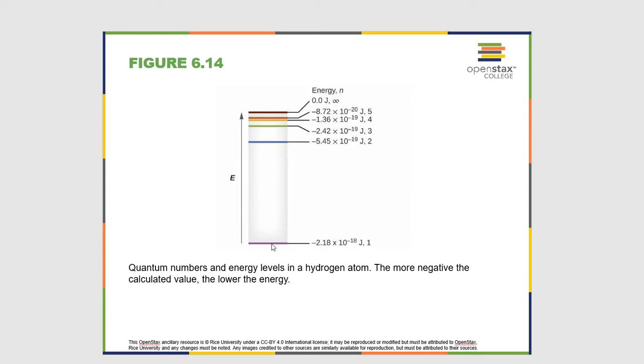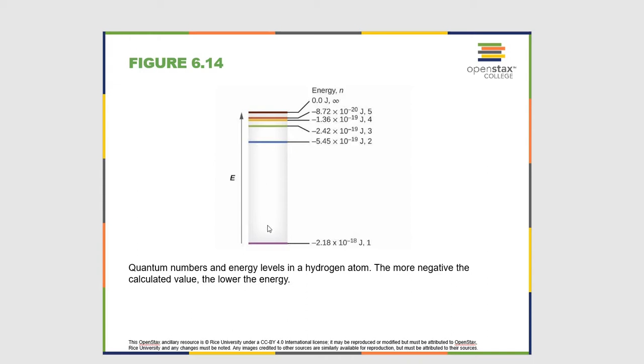Now, if we excite the electron from n equals 1 using light, we can actually use photons, because light contains photons, to cause the electron to jump up. That is called an absorption. So an absorption is going from a lower energy level to a higher energy level using light.